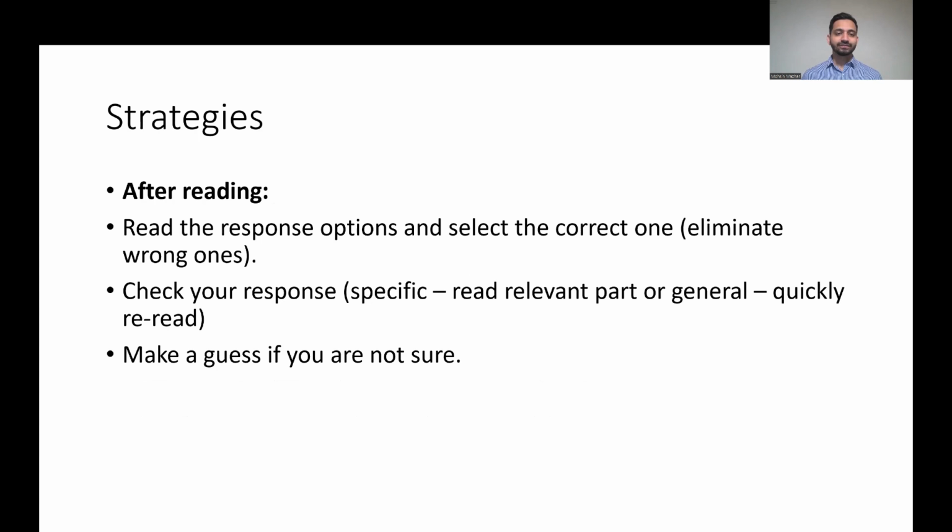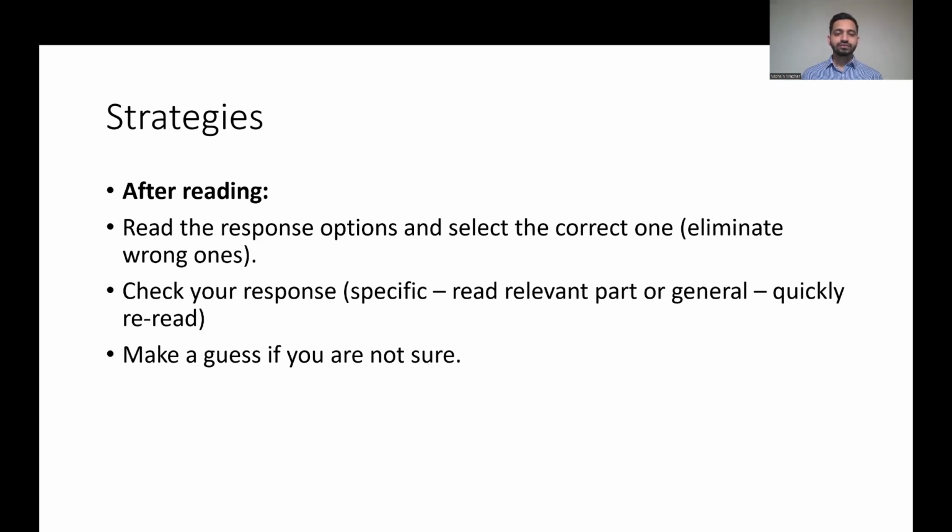After reading the text and after you have found your answer, read the response options and select the correct one and eliminate the wrong ones. So there are two strategies basically to getting the answers right. One is to eliminate the wrong answer. The text will tell you if the answer is wrong, or if the answers are not given in the text. Those ones you can eliminate, and you will select the correct ones if the text actually has that answer to be correct. Okay.